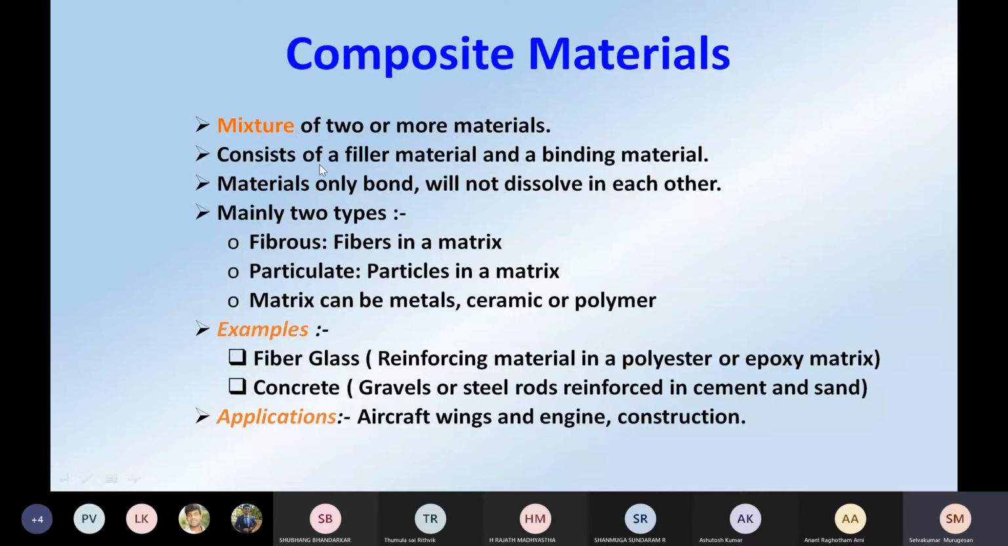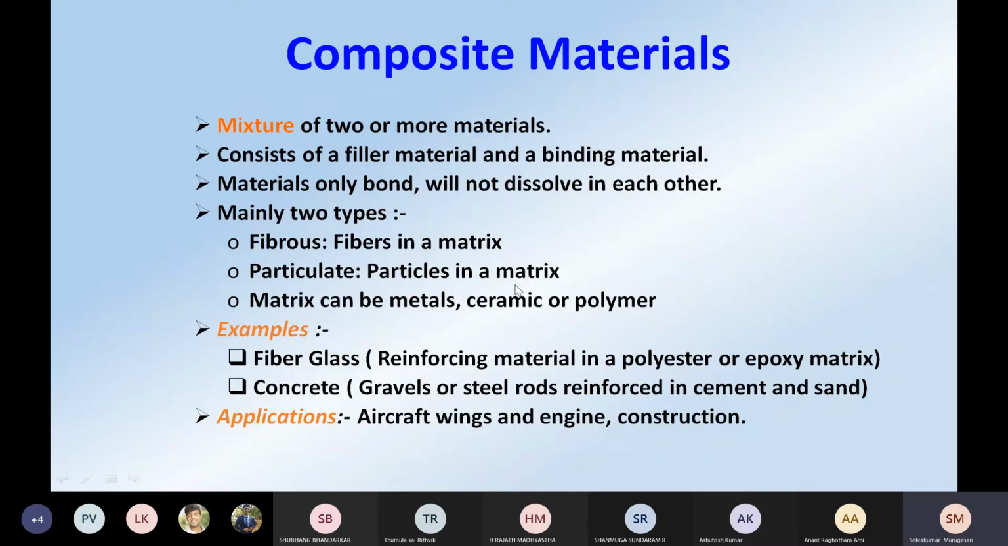And if you see the main types of composite material, we have fibrous types. Fibrous type means the fillers, the material which reinforces the matrix, are fibers in the matrix, which is called fiber-based composite. And the particles can be spherical particles, needles, or rods, etc. If particles are used as filler material in any kind of matrix, it is called a particulate reinforced composite material.